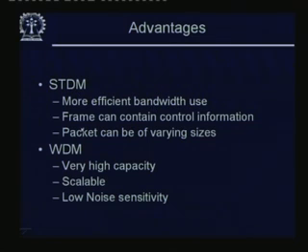Another advantage of STDM is that the frame can contain control information. Since you have put data in a frame, you can put, for example, the address of the receiver, or other kinds of control information, in the frame, and then the packets can be of varying sizes. These are advantages of STDM. Not all STDM systems will allow varying sizes. For example, ATM will not allow varying size cells. In ATM the packets are called cells, so they will have a fixed size, but some systems may allow varying sizes.